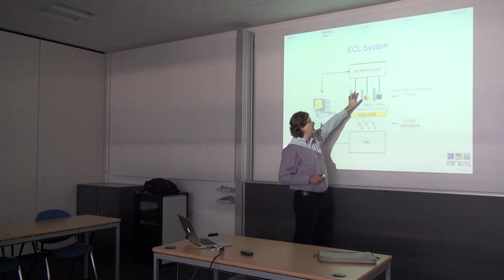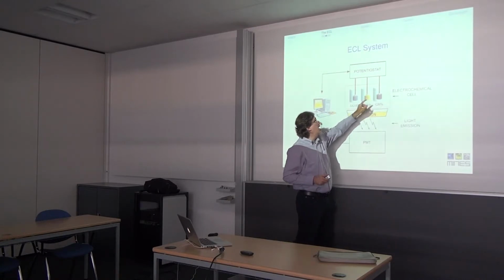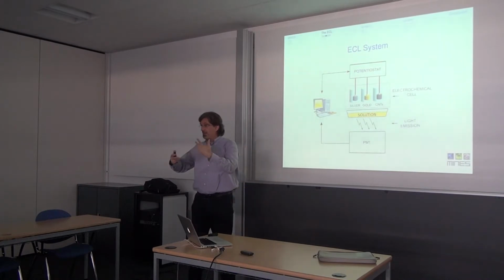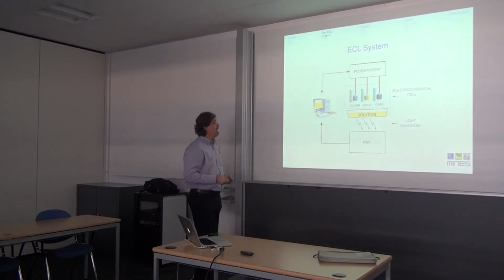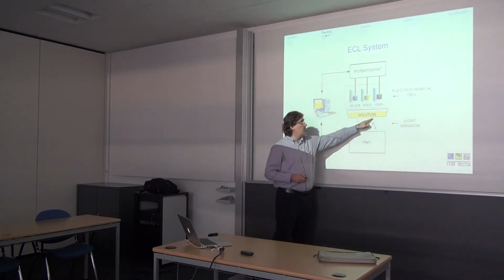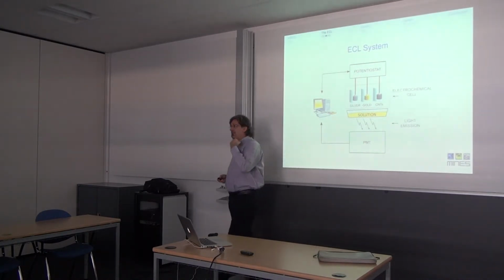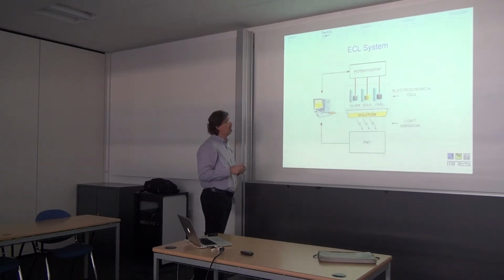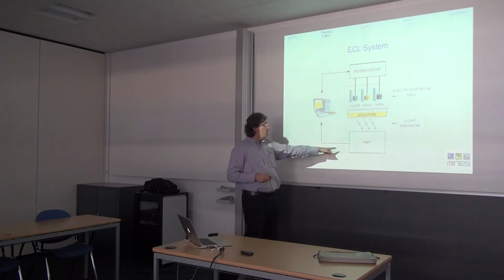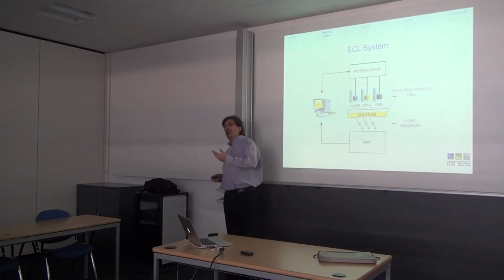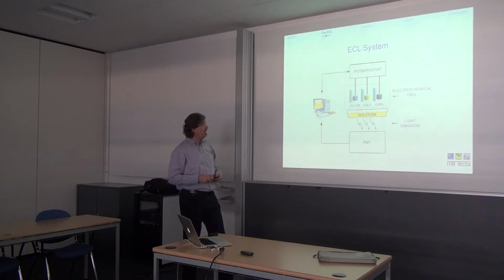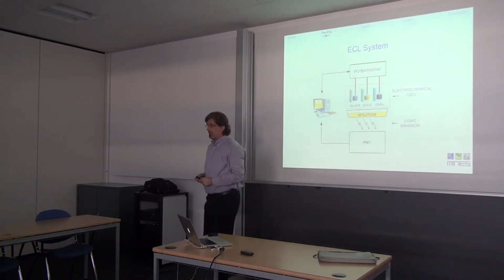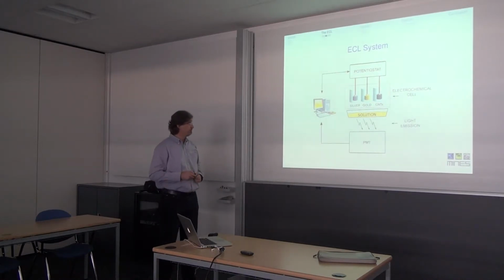So, talking about the electrochemical cell, I need a potentiostat, the electronics for managing my electrochemical cell. And from the solution, we are interested in detecting the light emitted by the working electrode. Here we are using a photomultiplier for detecting the emitted light. All of it is managed by the computer, a workstation.